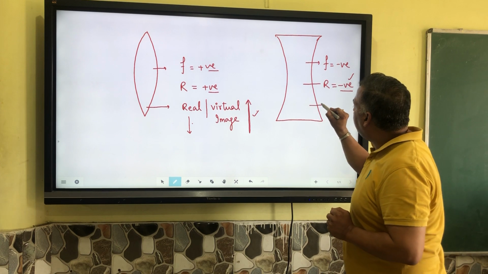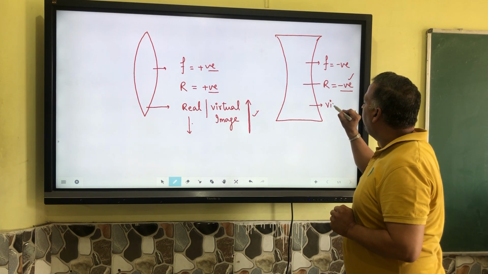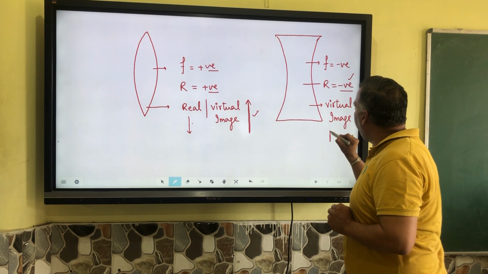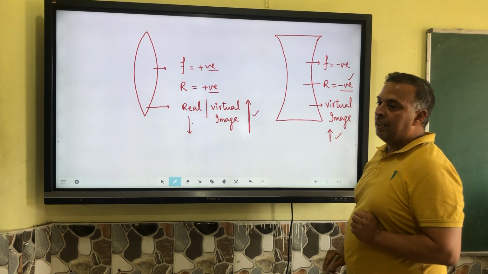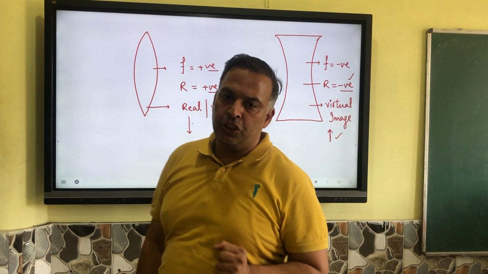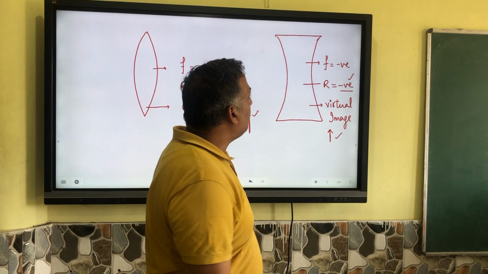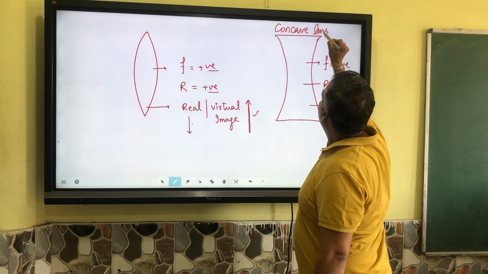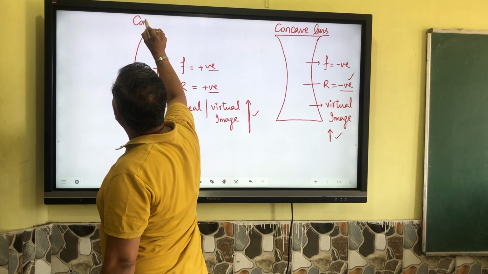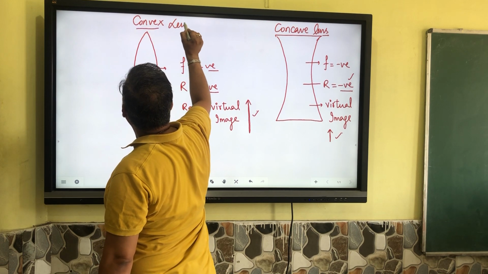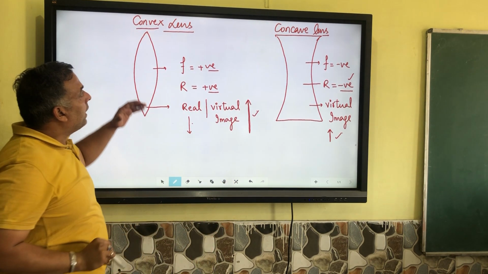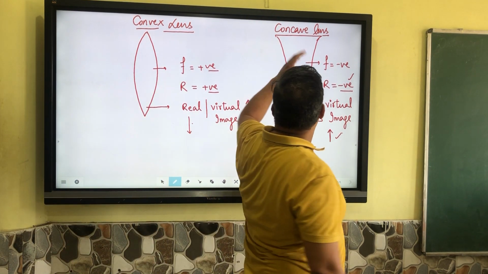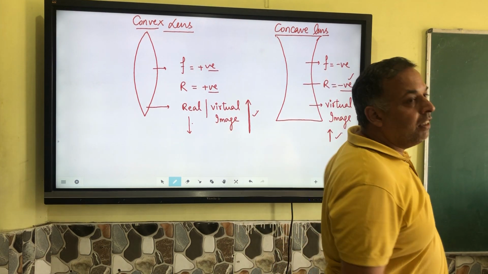But this is only forming virtual images. Its image is always erect. It's not forming the real image. So this was the concave lens and this was the convex lens. So the convex lens has these three conditions, and the concave lens has these three.